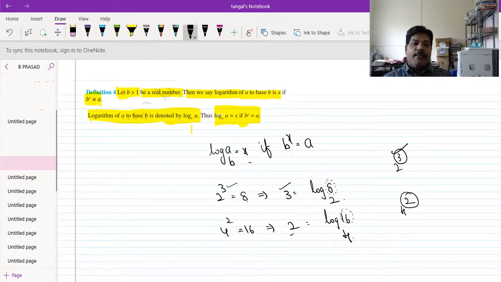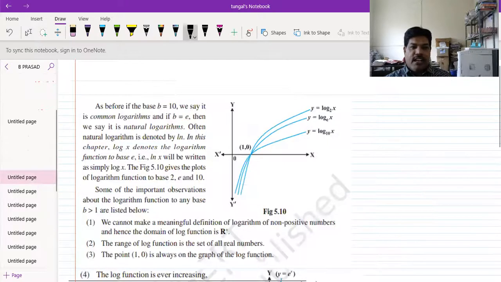So b power x is equal to a. Let b be a real number greater than 1, and if b power x is equal to a, then we will get log a base b is equal to x. So this is the definition. You can understand that by seeing this graph, students.